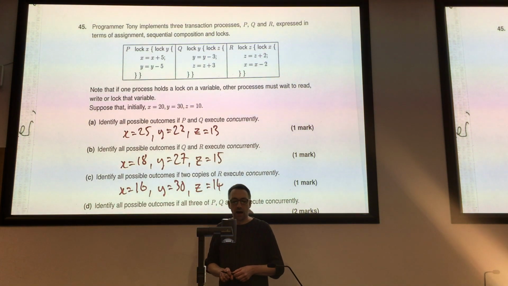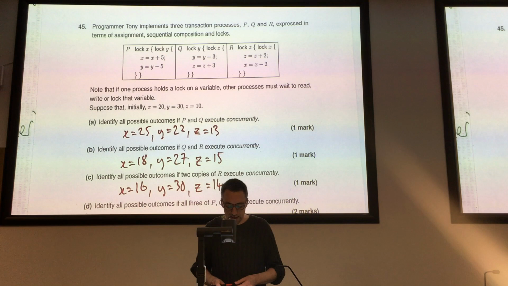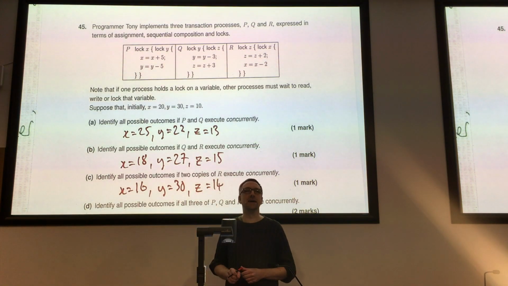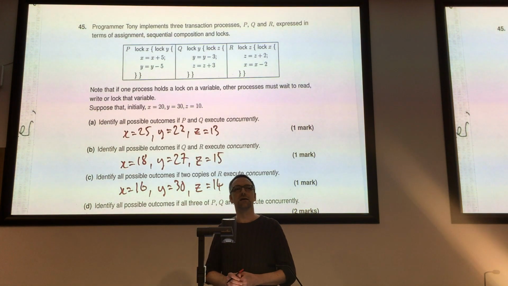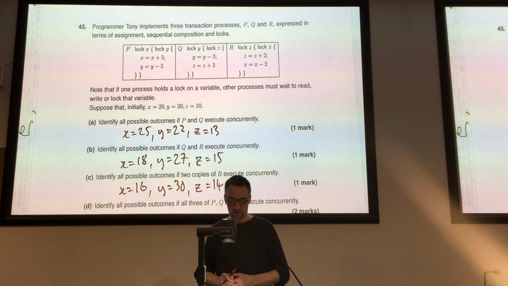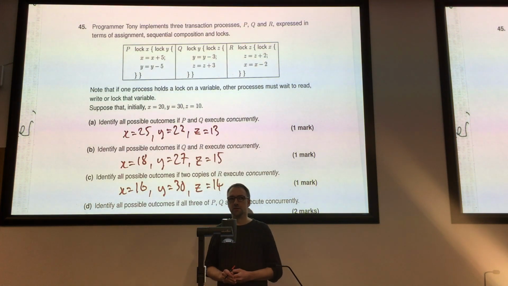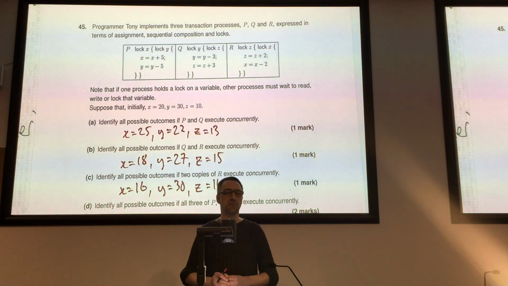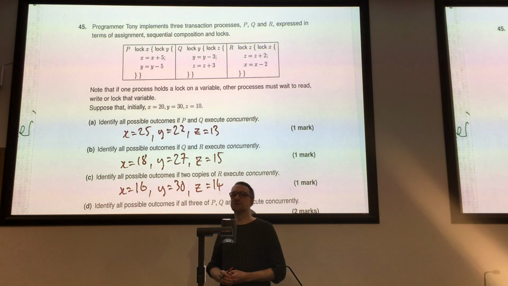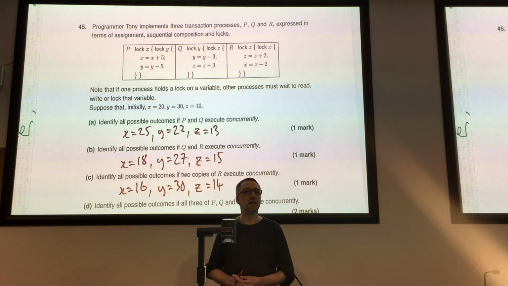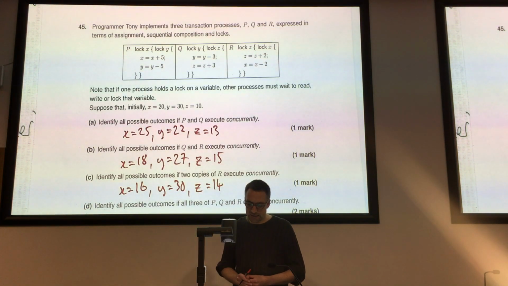Okay, how about part D? What if all 3 of P, Q, and R execute concurrently? And note there's 2 marks for this, which might mean that there's more than one possible thing that might happen. You can get deadlock? Yes, they can deadlock.